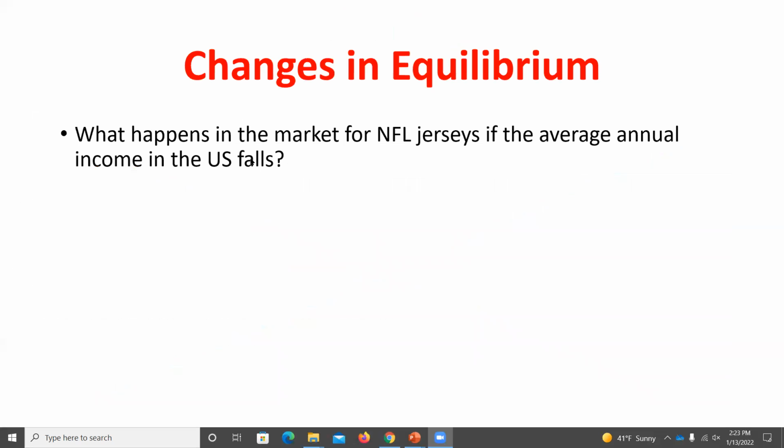So we're also going to have changes in the equilibrium. These shifts in supply and demand, like we thought about earlier, are going to shift the equilibrium price and quantity. So what's going to happen if we're looking at some apparel market? I think I did NFL jerseys here. If we see the average income in the US fall, and we'll assume that jerseys are normal goods, what will this decrease in overall income do to the jersey market?